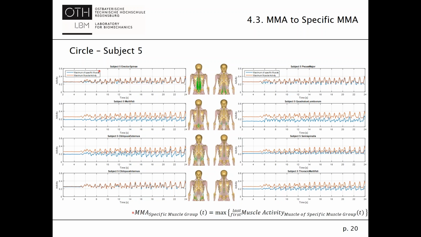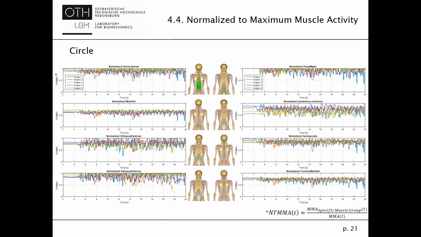And if you would normalize the blue curve by dividing it by the red one, you would receive a curve that is independent of the activation value. This is what you can see on the following slide. The formula can be seen on the lower right side.